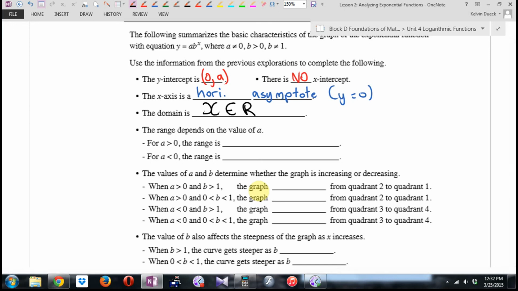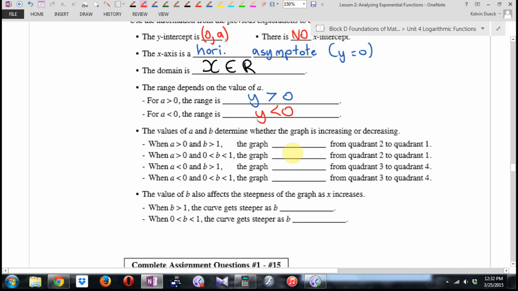By the way, the short way to write positive or negative is greater than 0 or less than 0, and that's what we're going to do, because it's easier than writing out the word positive. But you make a little mental note. If a is positive, it's everything above 0. If a is negative, it's everything below 0. The values of a and b determine whether the graph is increasing or decreasing.